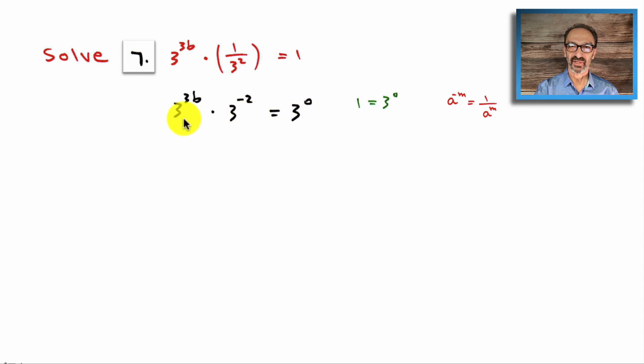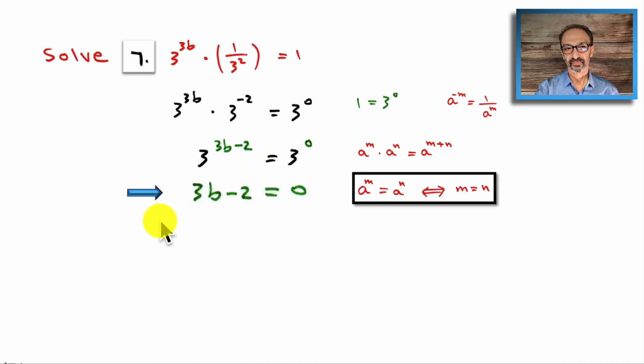Now we have the common base. On the left, we're going to add the exponents using the product rule. 3b and minus 2. So we're going to write 3b minus 2. Now we're going to compare the exponents and make them equal. And that's what I mean. Using this rule again. Simple algebra.